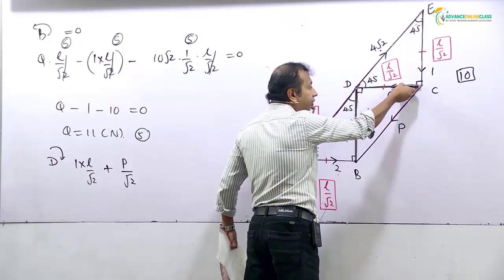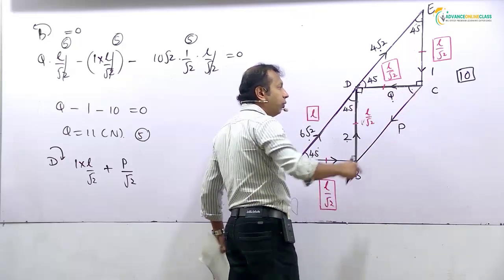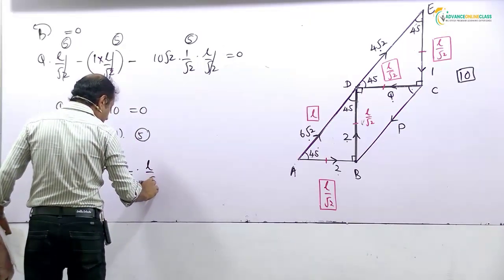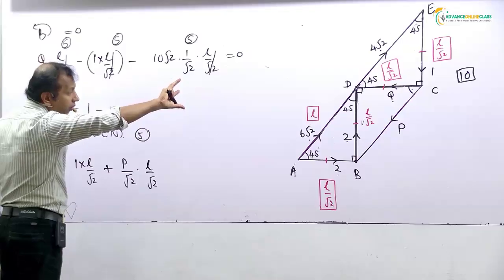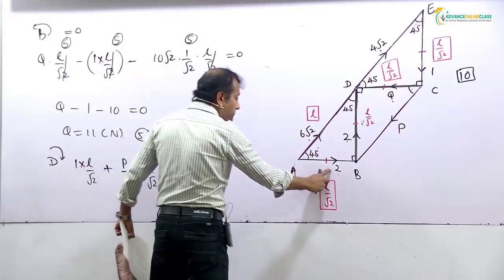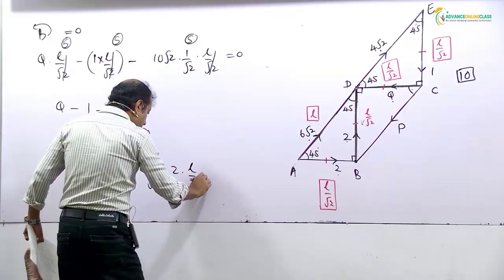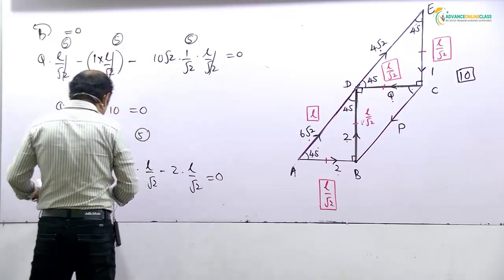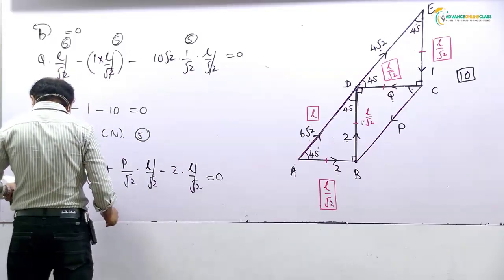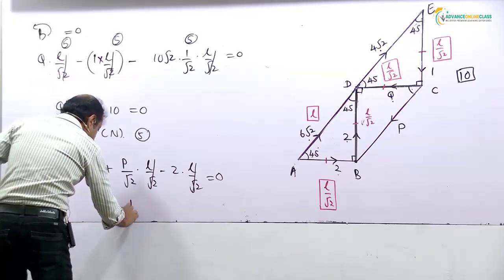Resolve this P at C. This way, it passes through D, no moment. Other one is this way, P over root 2. The length is L over root 2. Then around D, we get clockwise moment. Anti-clockwise moment comes in only by this 2. 2 into L over root 2, that is minus. This should be equal to 0. Again, this L over root 2 we can cancel down. Then we get the P answer as root 2.